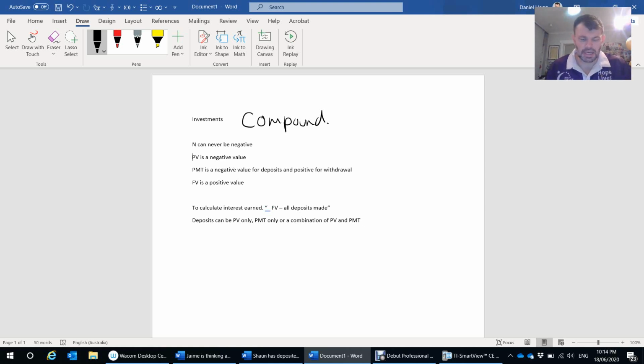Some things you need to understand when it comes to using TVM solver are these points here. Just like with loans, N can never be negative. You can't have negative N.